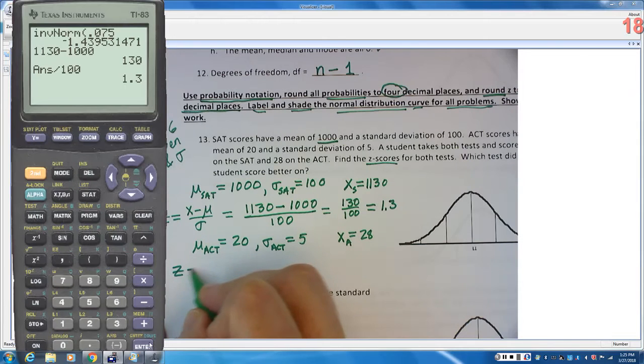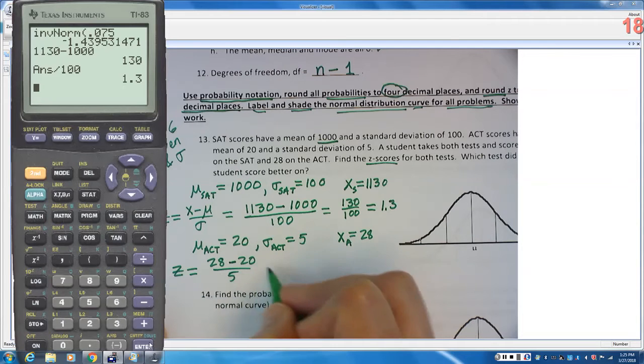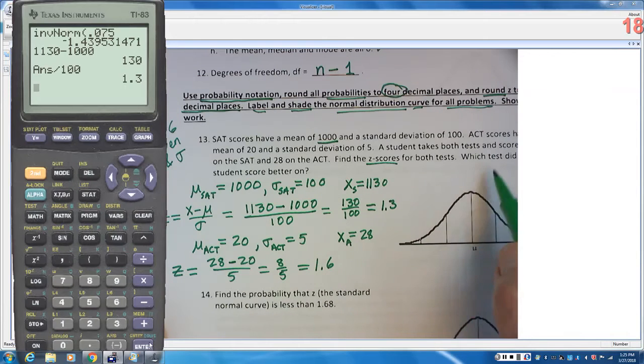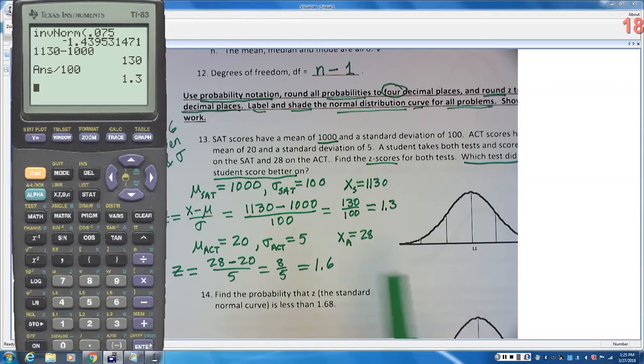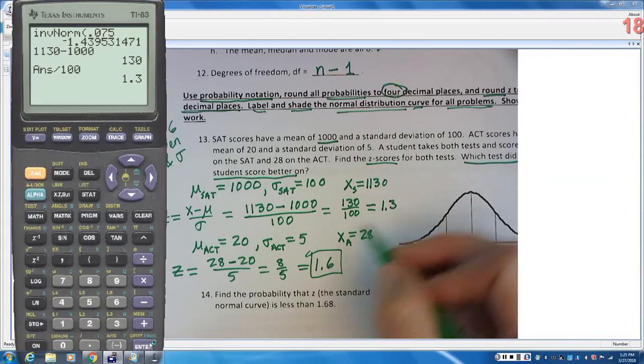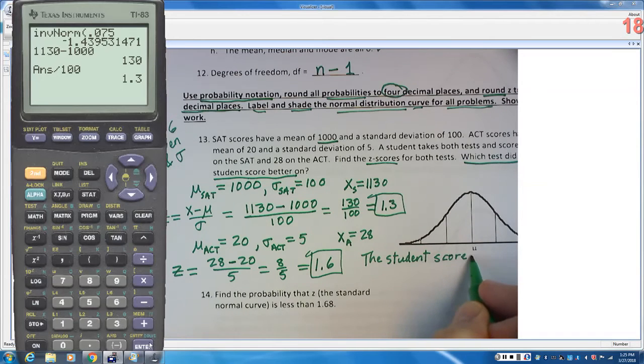And what do you get for this one? Z equals 28 minus 20 divided by 5. That's 8 over 5 is 1.6. So you better answer the question, which test did they score better on? Here's the two Z scores, 1.6 and 1.3. So the student scored better on the ACT.